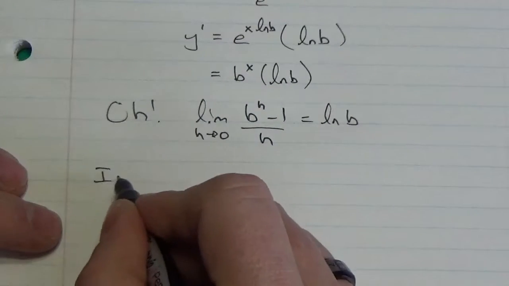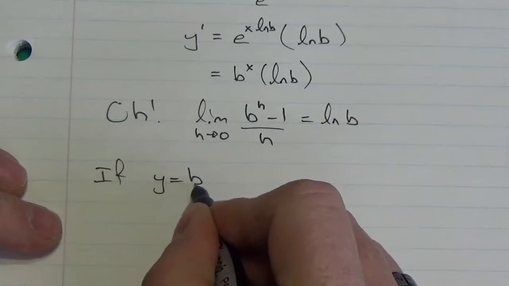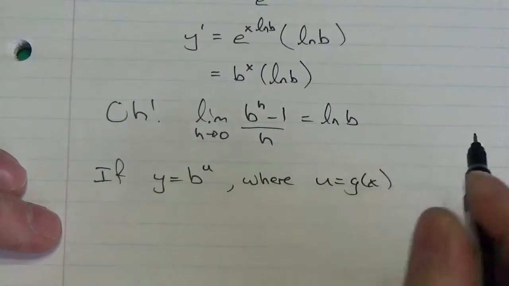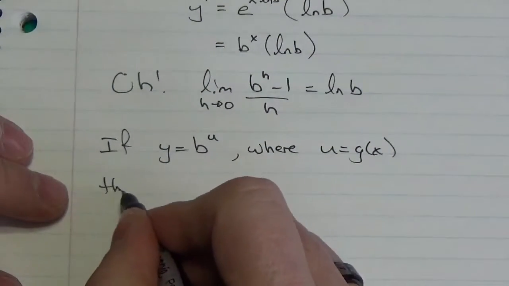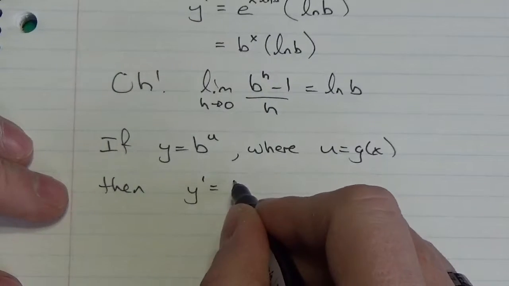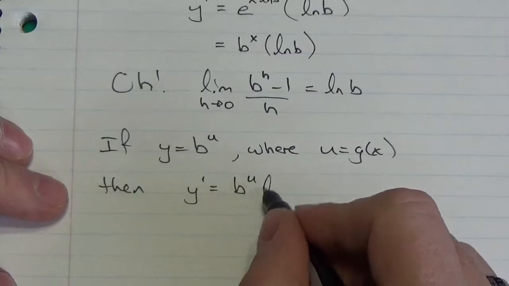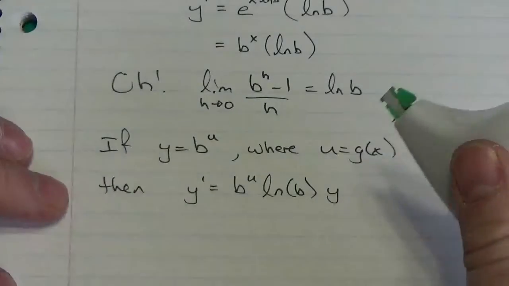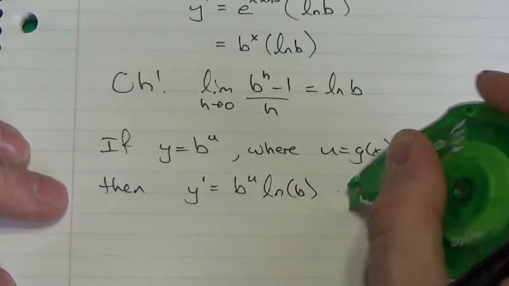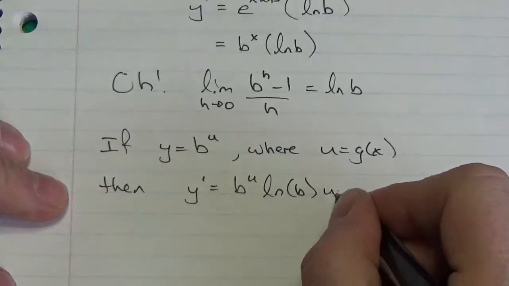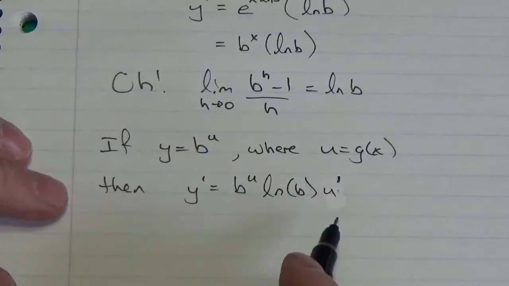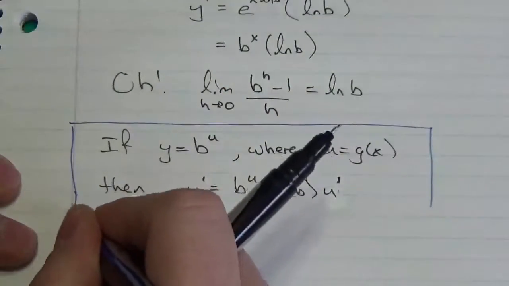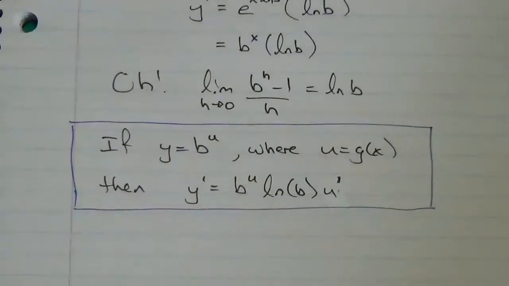So now just to summarize that, make sure that this is clear. In general, if y is equal to, let's say, b to the u, where u is some function of x, then y prime is going to equal b to the u multiplied by the natural log of b, and then this will be multiplied by u prime, because of the chain rule. And so there's my rule for taking the derivative of exponential functions.